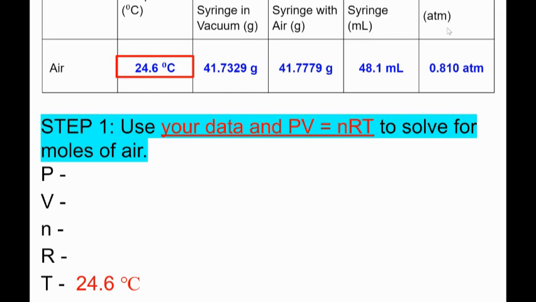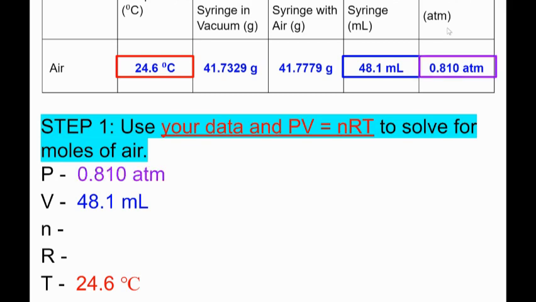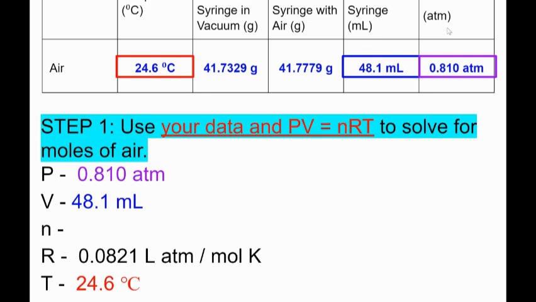So step 1 asks us to use our data and the ideal gas law, PV equals nRT, to solve for moles of air. Let's start by identifying our givens. We know that our temperature was 24.6 degrees Celsius. We know that our volume was 48.1 milliliters. And our pressure was 0.810 atmospheres. We always know R as it's the universal gas constant. That's 0.0821 L·atm/mol·K, which means we're going to be solving for n. n is the moles of air.